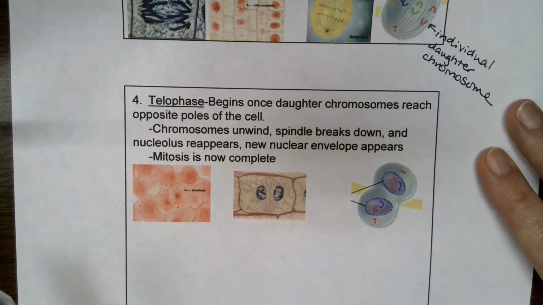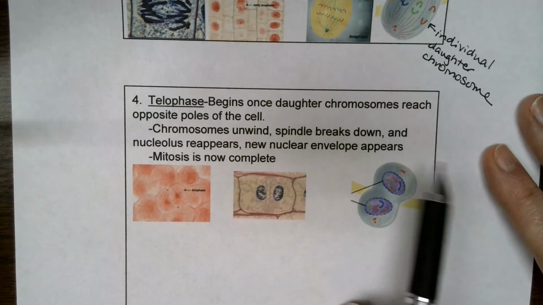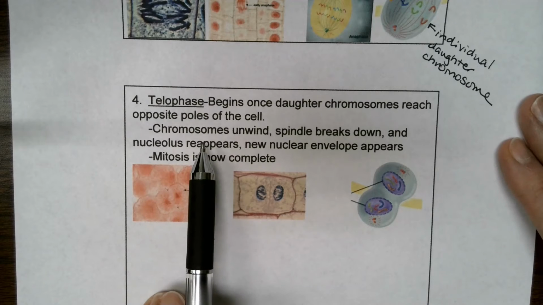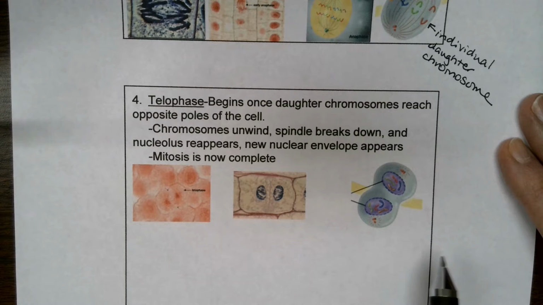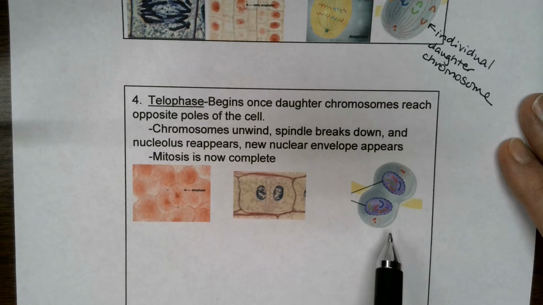Okay, so this phase starts once the daughter chromosomes get to opposite poles of the cell, right? And so that being said, several things are listed here. So the chromosomes are going to unwind. They're going to become much less dense. That'll make more sense once you've heard what we talk about in class on the first day, if you're listening to this before then. The spindle fibers are going to break down.